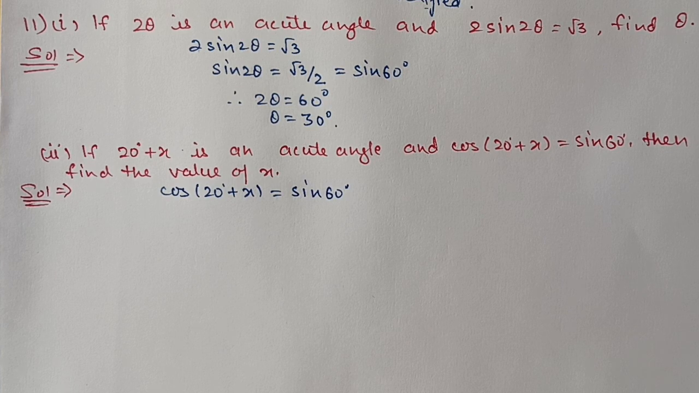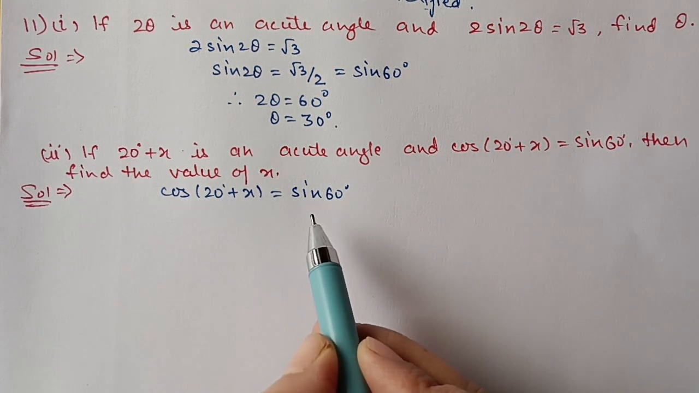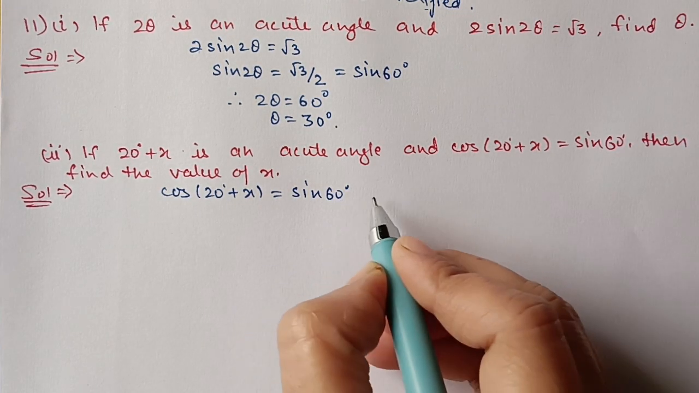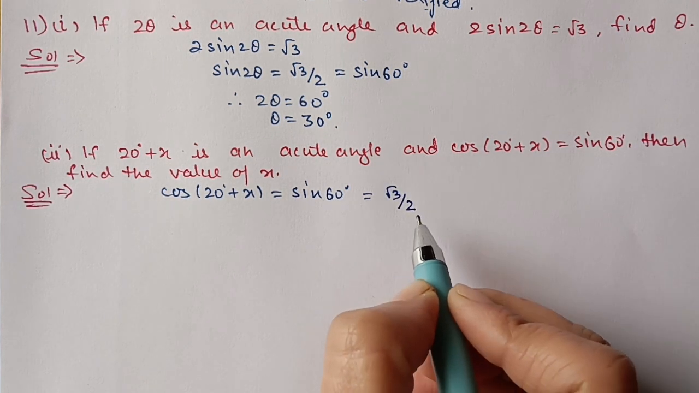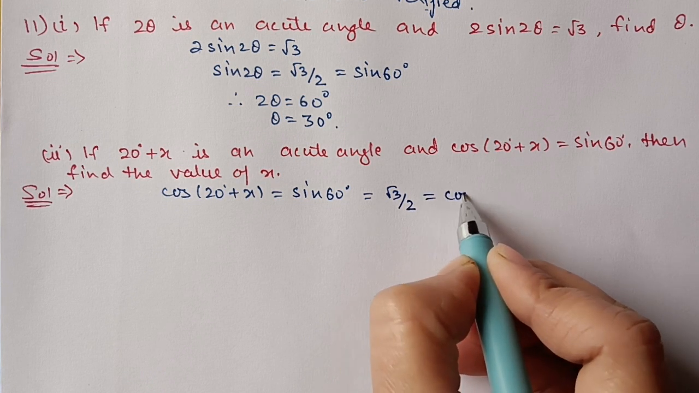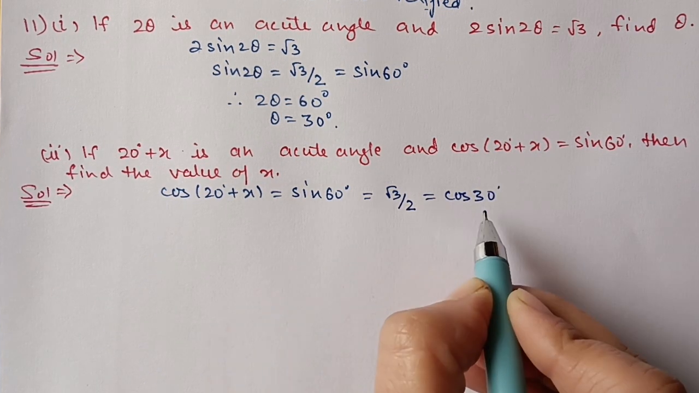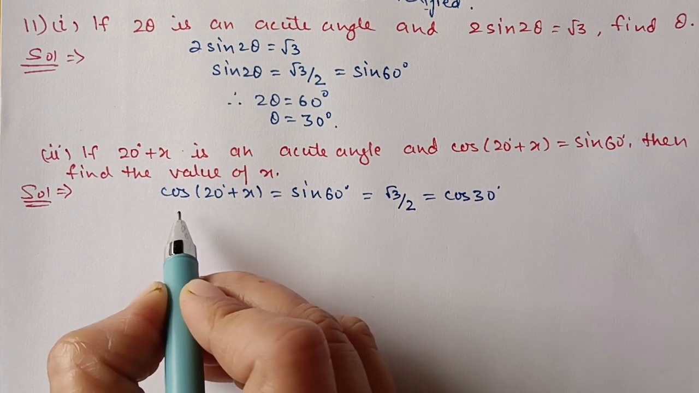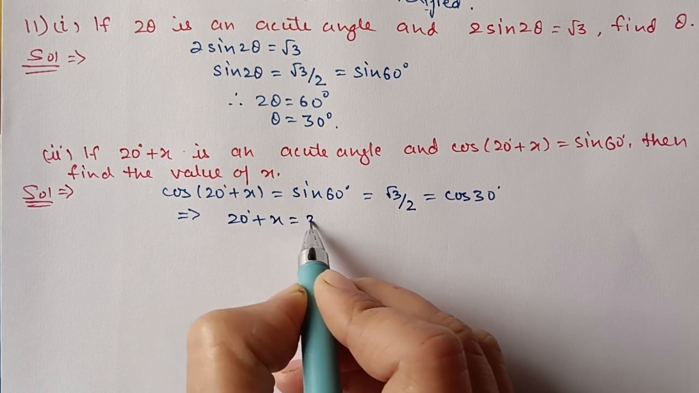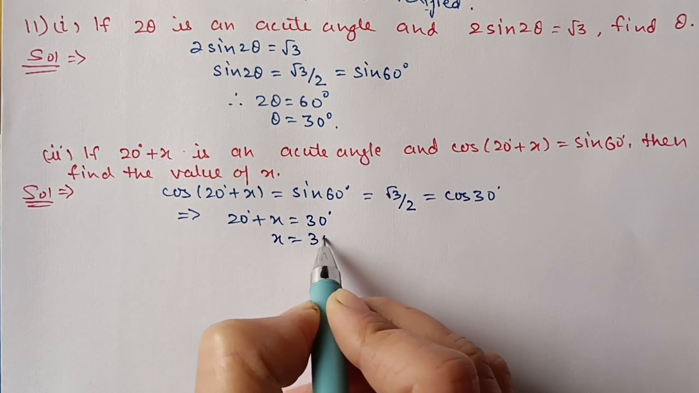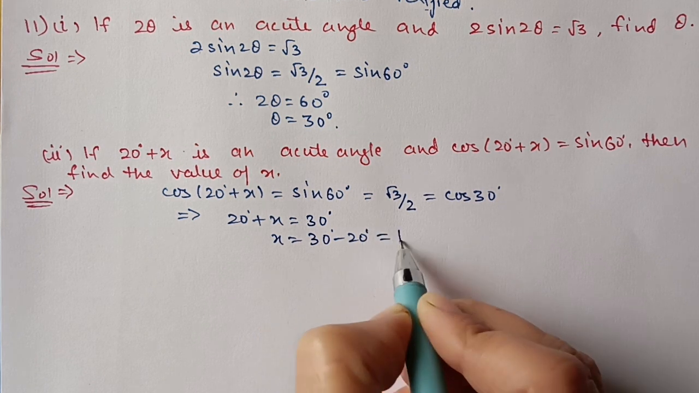Next we have second part of question number 11. If 20 plus x is an acute angle and cos(20 plus x) is equal to sin 60, then find the value of x. So this thing is given. We will start from this. Sin 60 value we can write root 3 by 2, and now this root 3 by 2 is value for cos 30. It means we are changing this sin into cos, so we can do the comparison on both the sides. So after comparison we will get 20 plus x is equal to 30 degree. It means x value is 30 minus 20 equal to 10 degree.